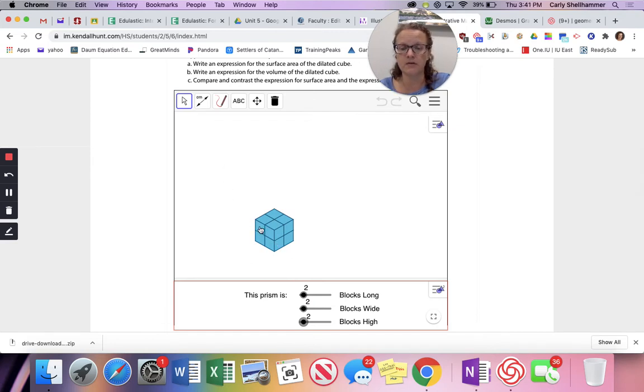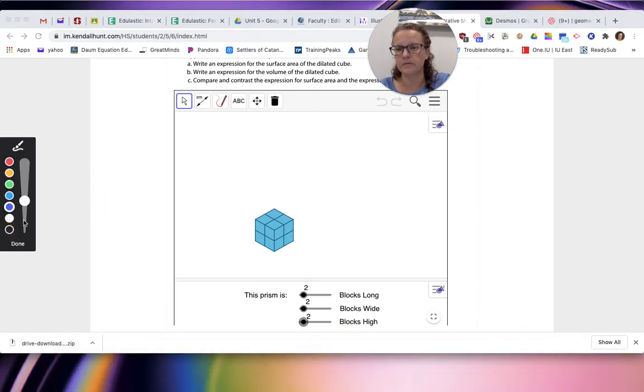Well, that's all the surfaces. There's 6 of them. 6 times each face is a 2 by 2. So the surface area is 24. So 2 by 2, 2 by 2, and do that 6 times.